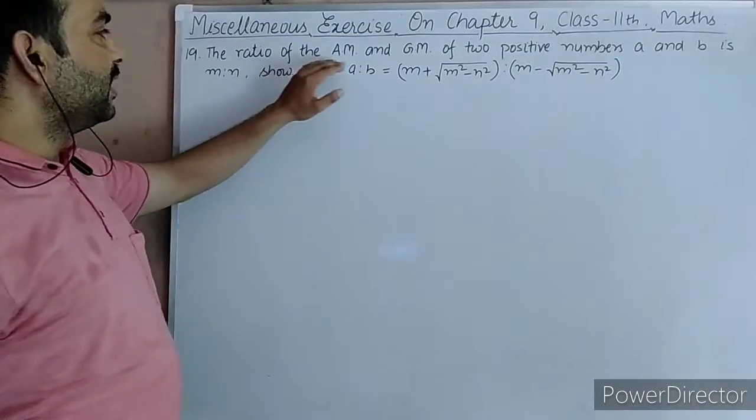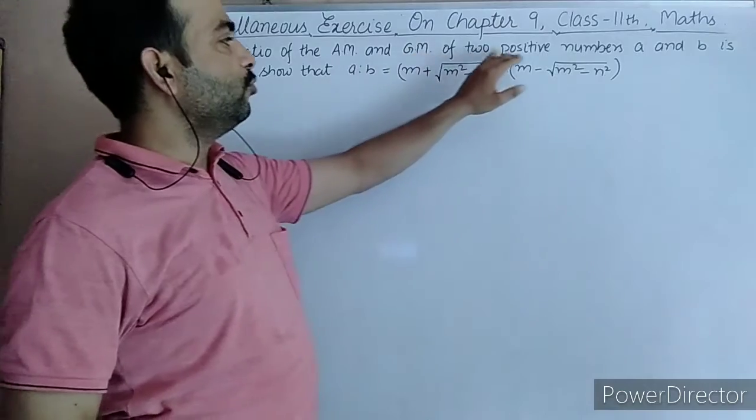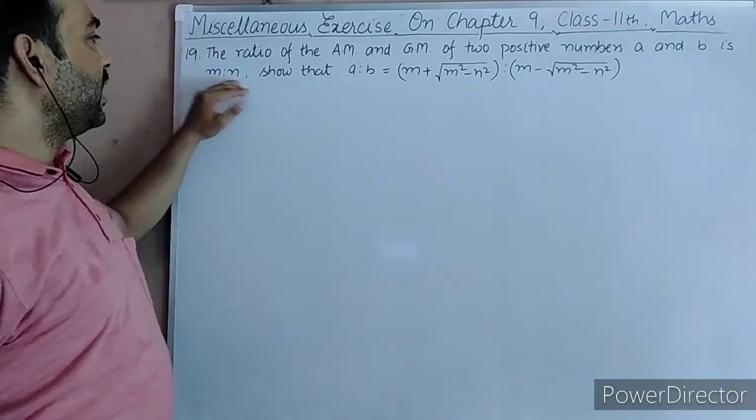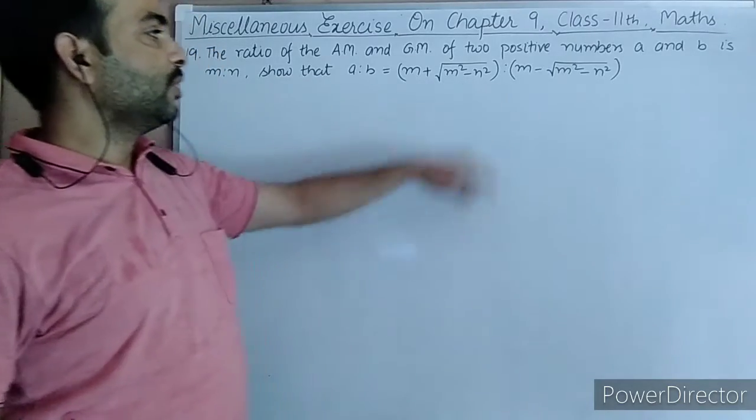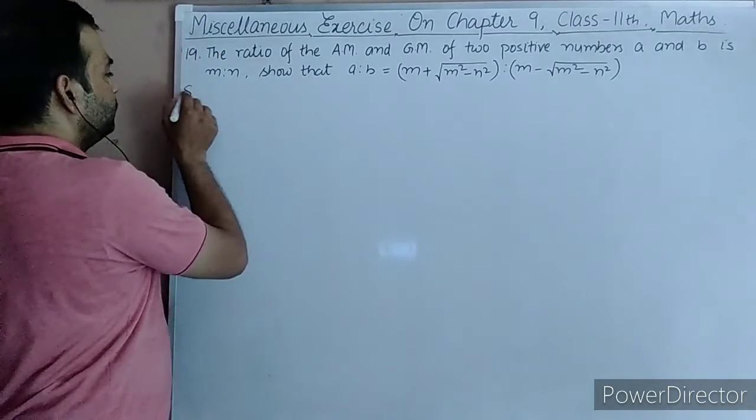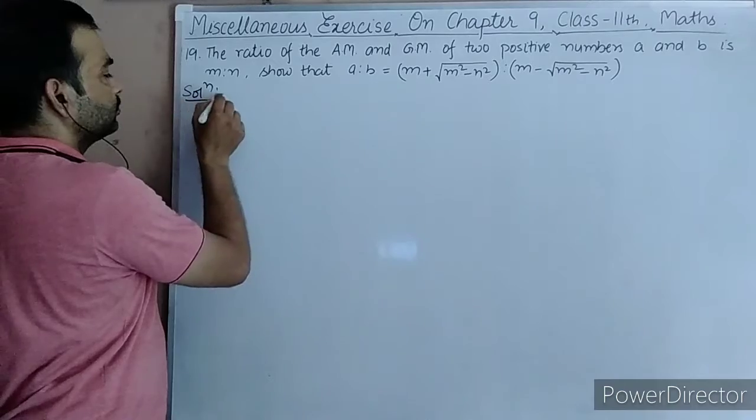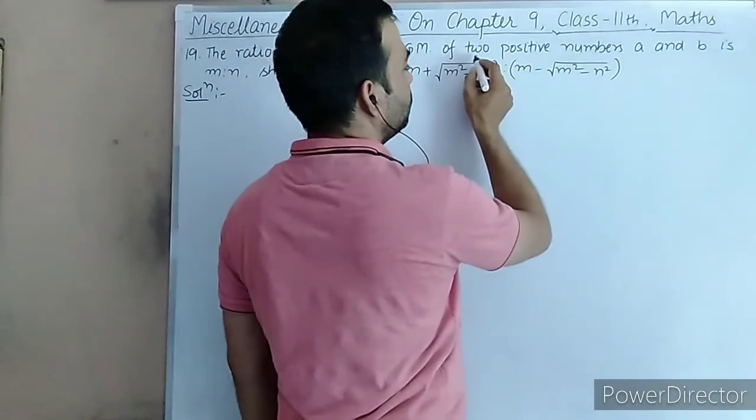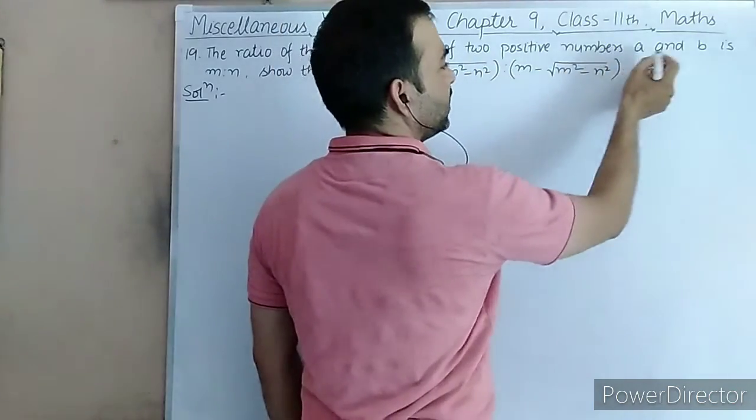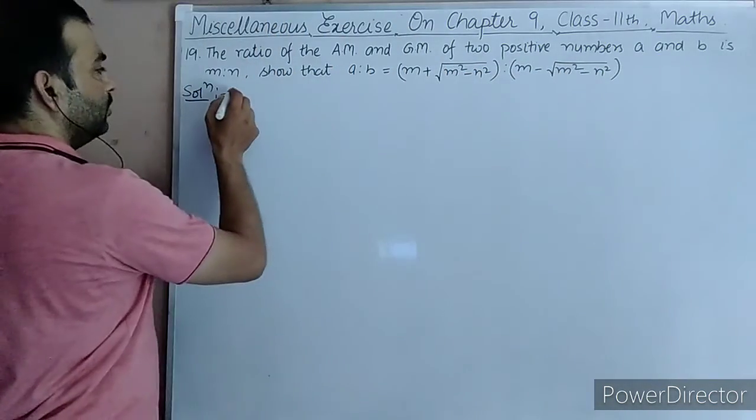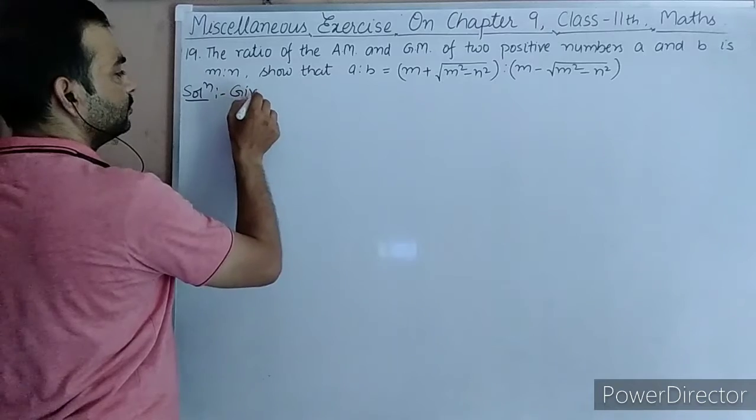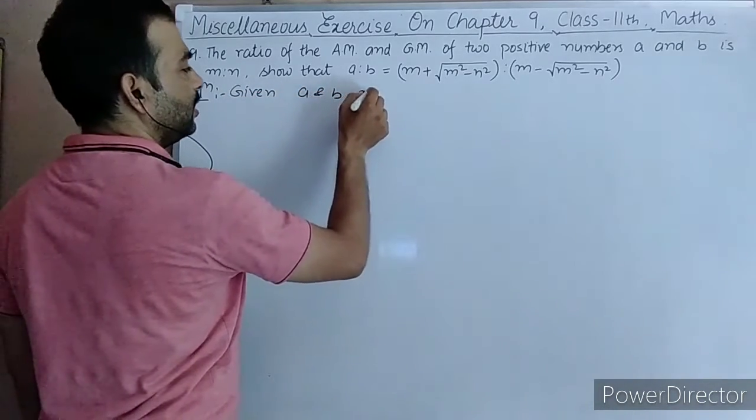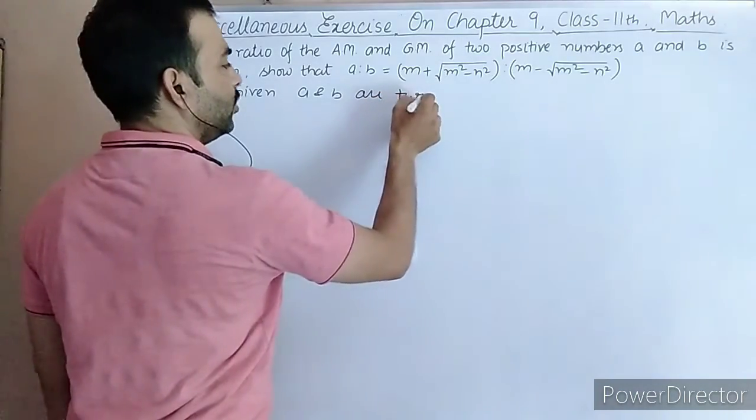Question number 19. The ratio of the AM and GM of two positive numbers a and b is m ratio n. Then show that. So its solution. First of all, we have given that a and b are two positive numbers.